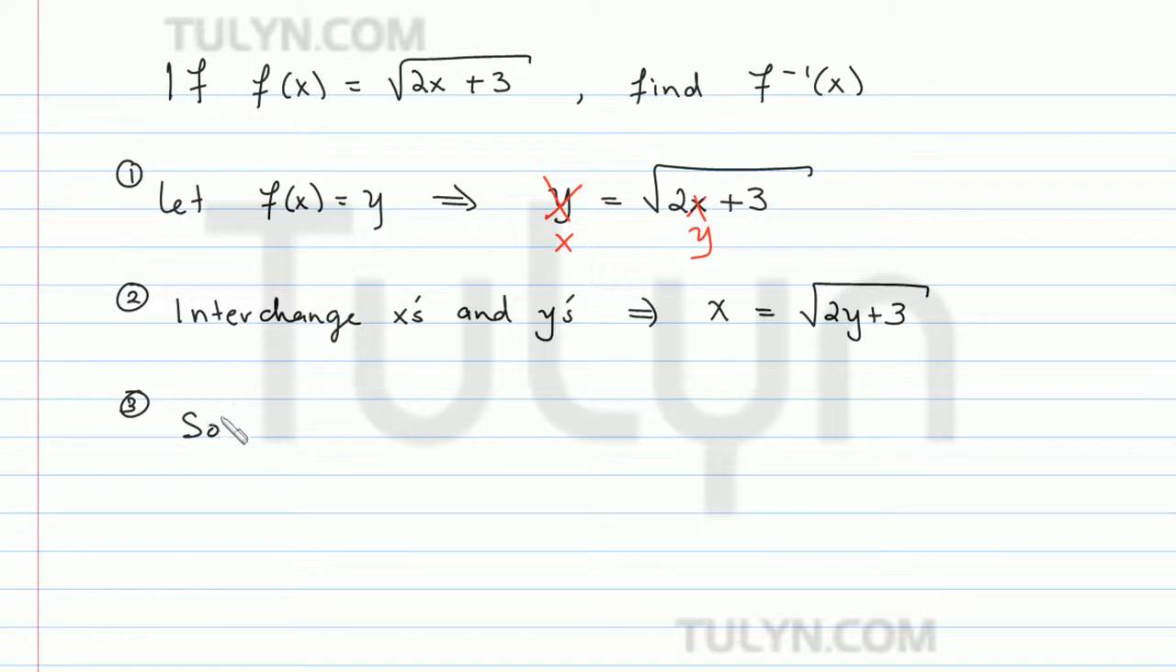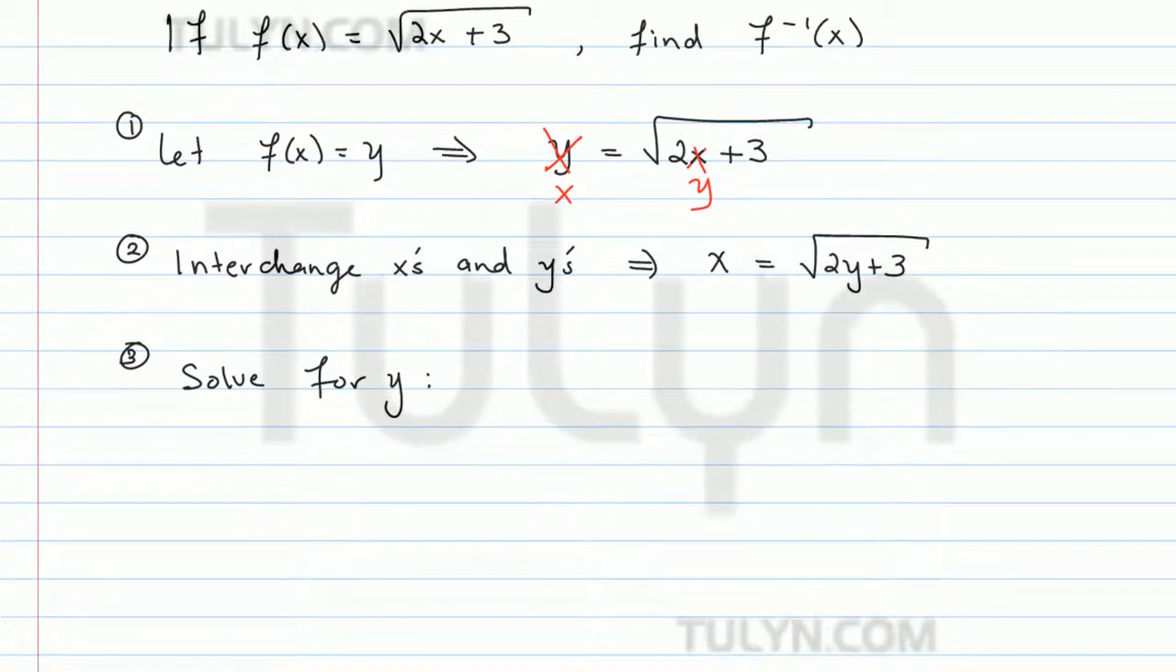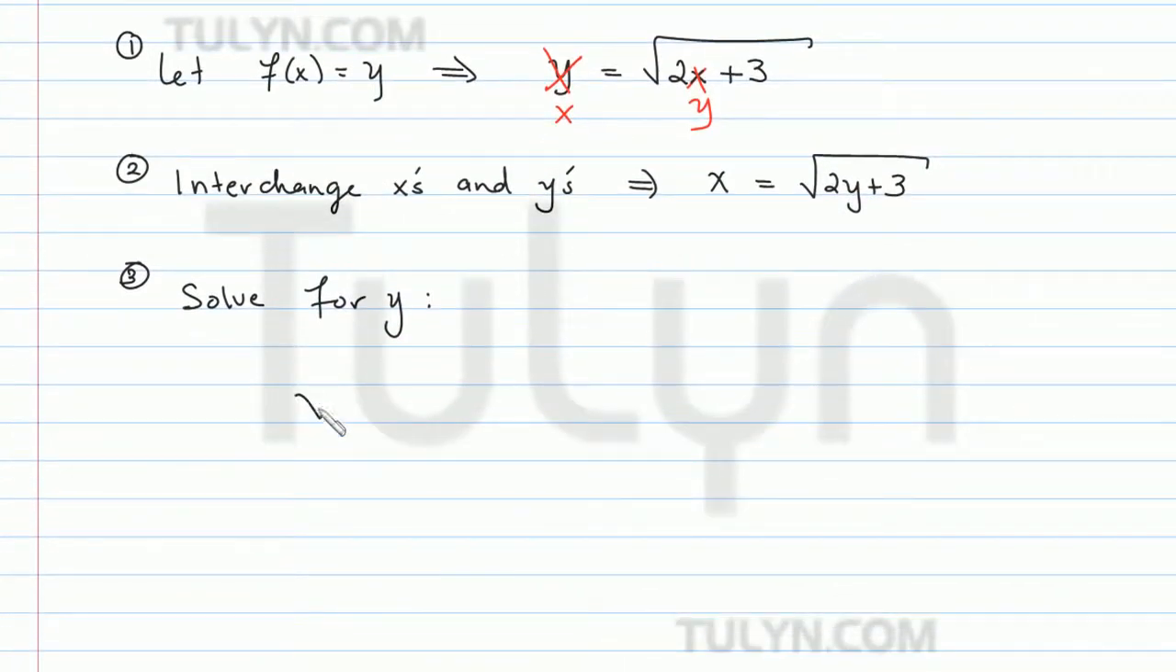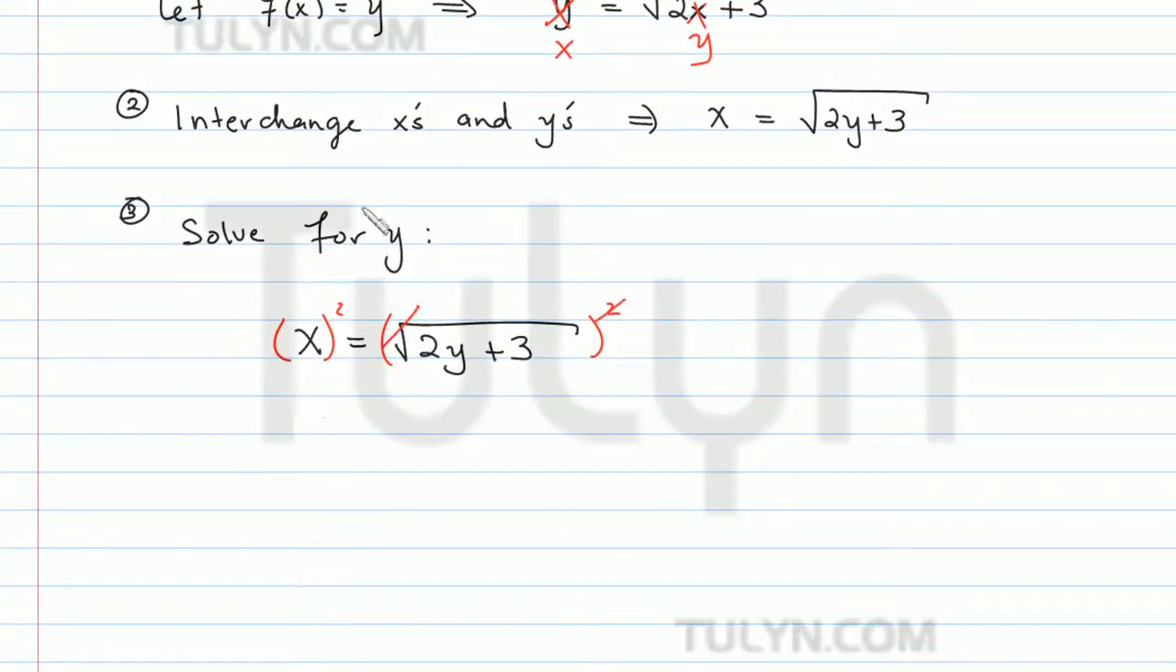And finally, the third step is to solve for y. So now we want to get it to look like y is equal to something in terms of x. So, since we want to solve for y, let's rewrite what we've got here. We've got x is equal to the square root of 2y plus 3. So the first thing we want to do with solving for y is we square both sides. So that's going to get rid of the square root on the right side, right? So we're going to get x squared is equal to 2y plus 3.